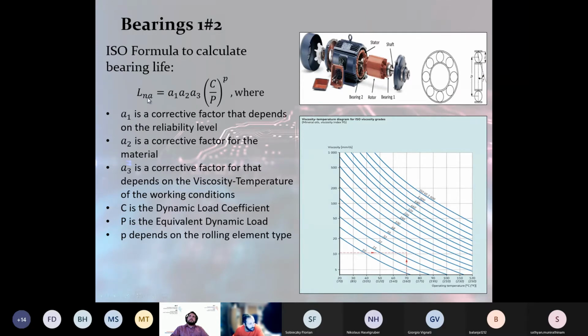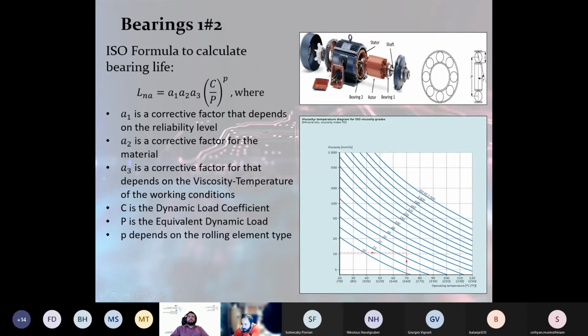Of course, these parameters can change. Specifically, alpha 1 is a corrective factor. Alpha 2 depends on the material on which this bearing is placed. And alpha 3 is a corrective factor that depends on viscosity and temperature, which is basically linked to the working condition. Of course, C and P, as you can see, are load coefficients, but these can also change in a working condition. So the respective remaining useful life of a component is changing dynamically depending on the working condition.